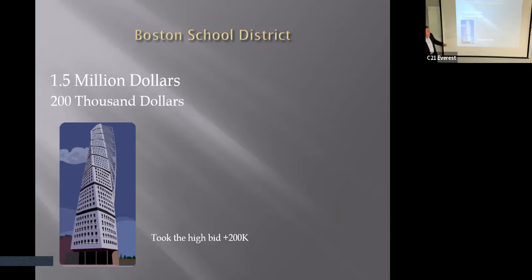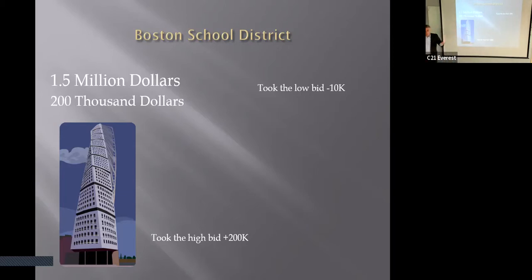The other item was a $200,000 item, and the difference between the high bid and the low bid on it was $10,000. And they took the low bid on that one. Now, here's the question for you. Well, actually, first, let me say one other thing.